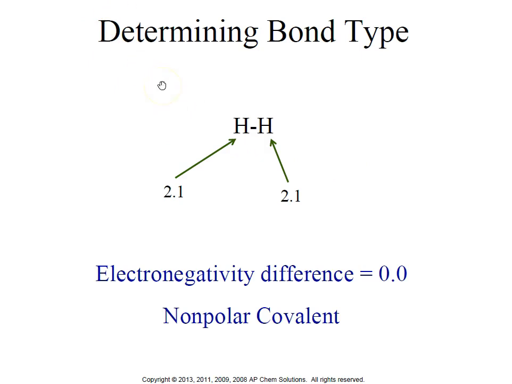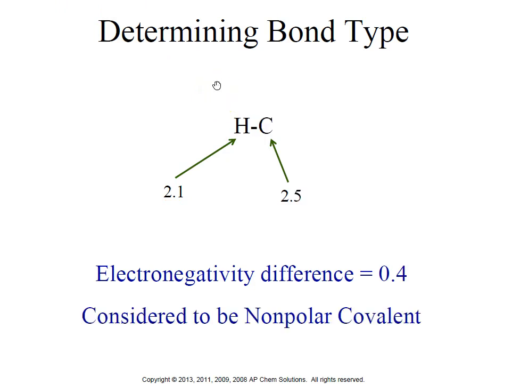Okay, so let's look at some examples of determining bond type. Hydrogen and hydrogen. Well, they're showing the electronegativity values here, 2.1 and 2.1, but duh, it's two hydrogens. Of course they're going to share equally. Which hydrogen is going to hog the electron, right? Neither one of them. So anytime you have two atoms that are the same kind, like F, F or Cl, Cl, bonded to themselves, essentially, that's going to be a nonpolar covalent bond.